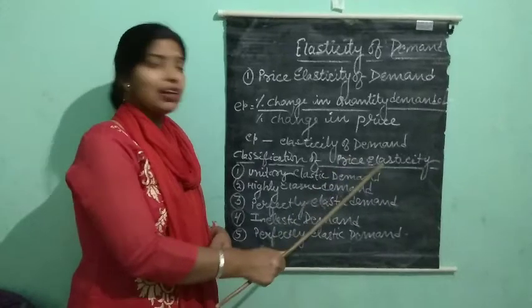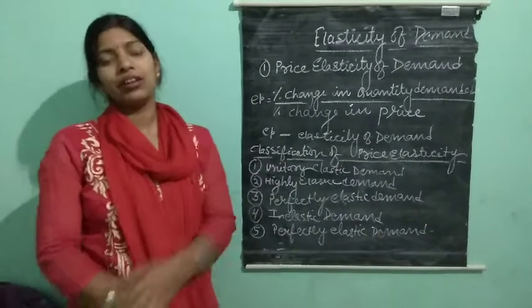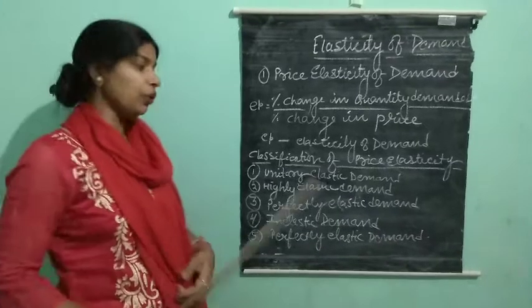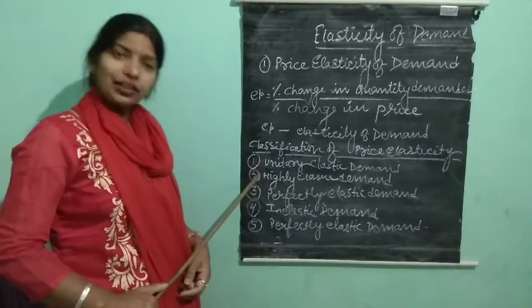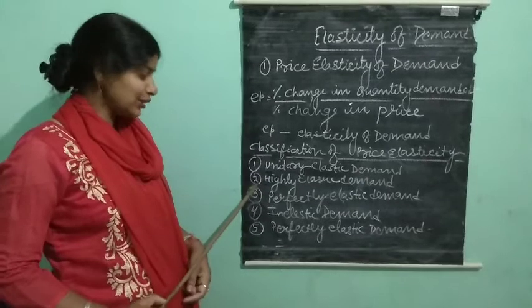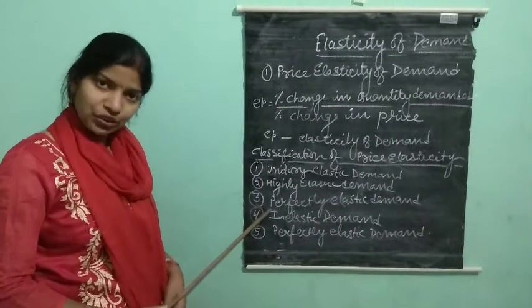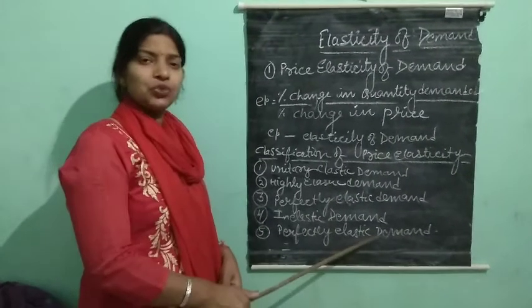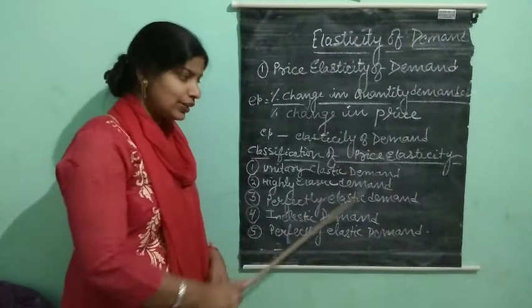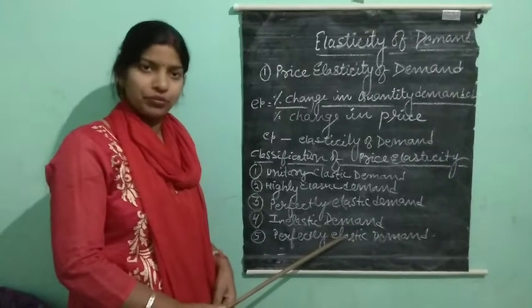Now, classification of price elasticity of demand, we can divide into 5 categories. The first is unitary elastic demand. The second is highly elastic demand. Third is perfectly elastic demand. Fourth is inelastic demand. And fifth is perfectly inelastic demand. All these 5 headings we shall do in detail with the help of curve.